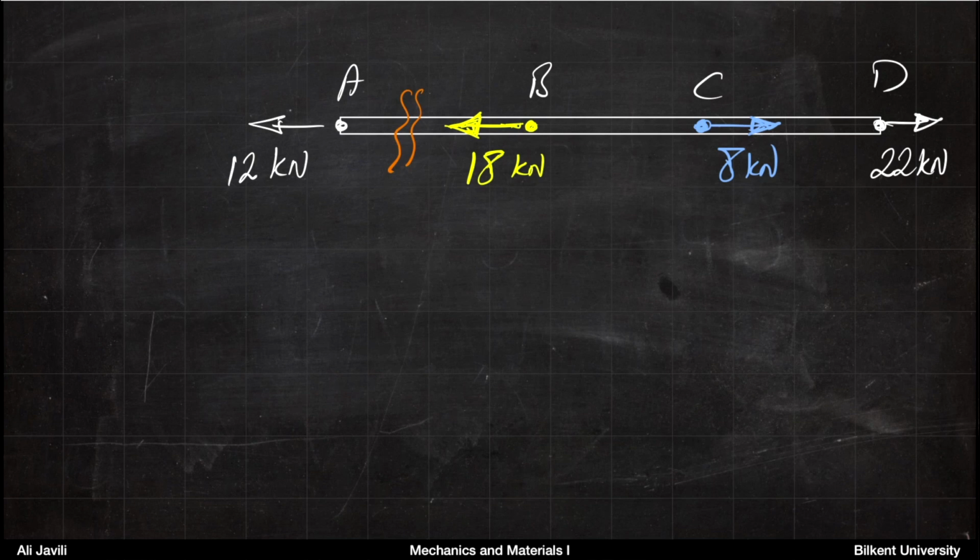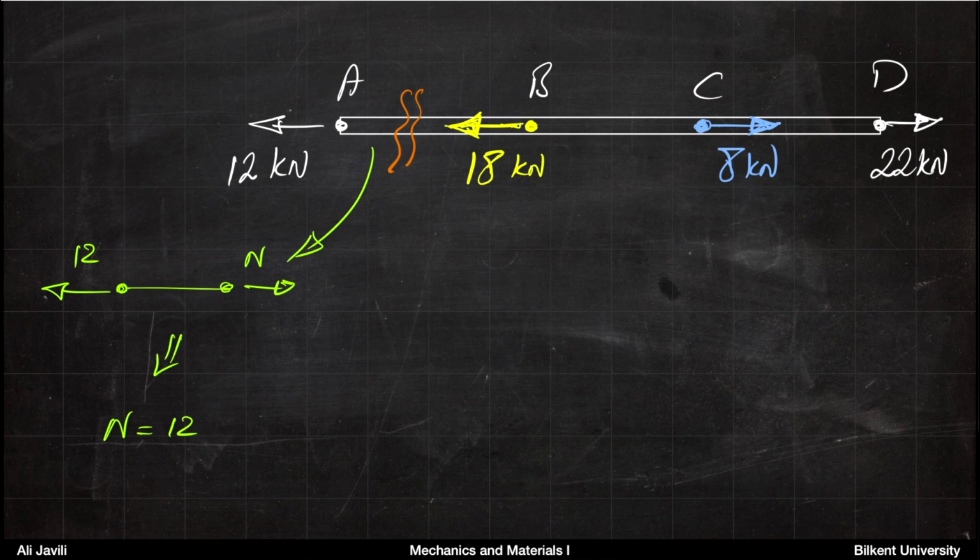So for instance, we can start from the left hand side. If you start from the left hand side and you cut the part AB somewhere in the middle, then if you think on this section, you should have a normal force here that must balance the force at A. So that's what we have here. And basically that tells you that the normal force, the internal force, must be 12 kilonewton. Okay, so the unit is kilonewton.